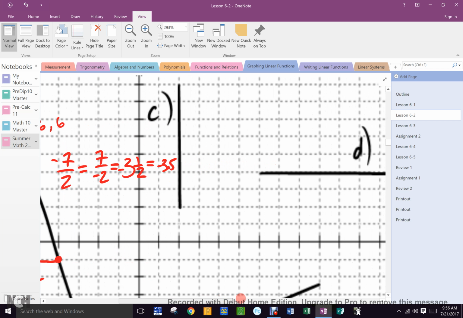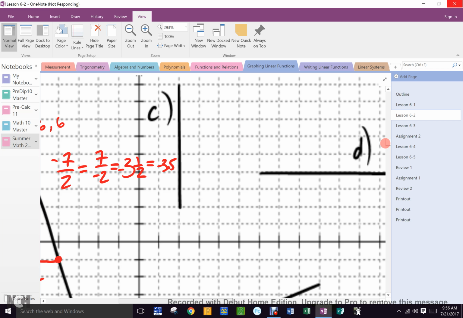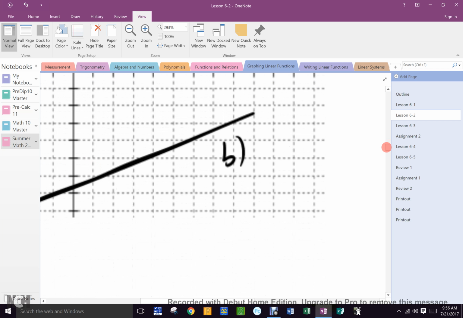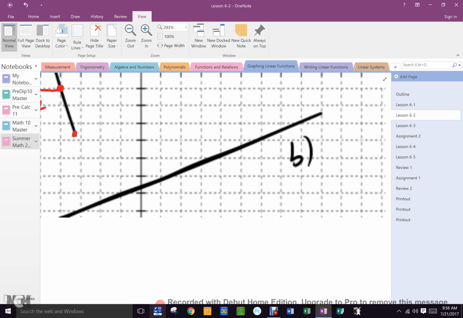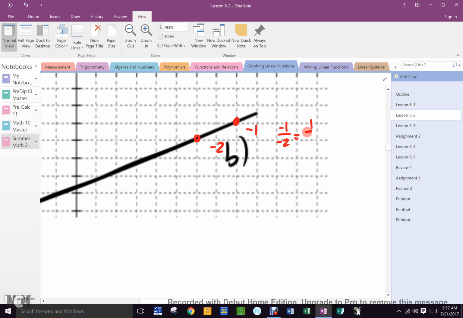Where's B? It's down at the bottom, yeah? I got to find 2 points that work. Where are they? That one? Okay, where's the next one? That one right there. Okay, what's the slope? Negative 1, negative 2. Meaning? Negative 1 over negative 2, which is 1 over 2, which is also 0.5.